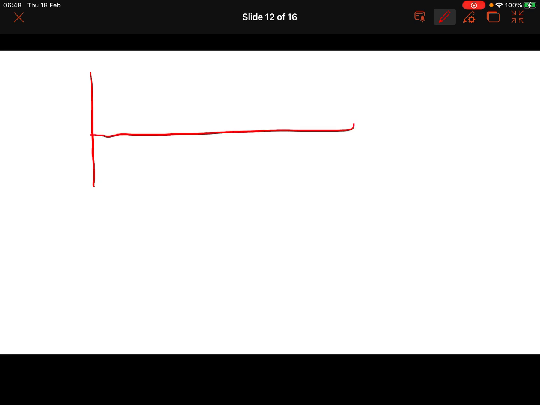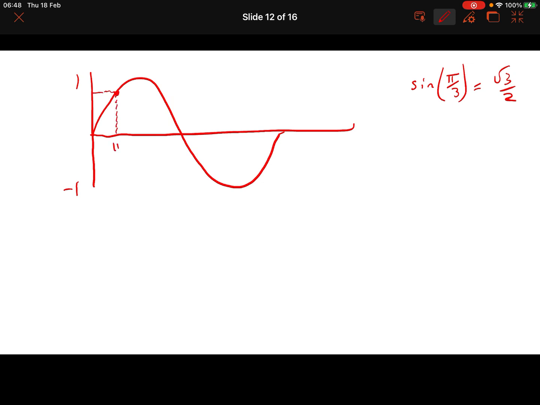We need to know sine of pi over 3. Now you should know that. It's root 3 over 2. It's one of the ones I just expect you to know. So say somewhere like this. Okay, that's pi over 3. And hopefully you realise that because this value is pi, 2 pi over 3 will have the same value. So sine of 2 pi over 3 is also equal to root 3 over 2.